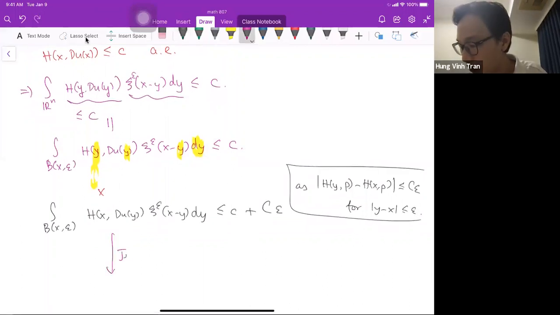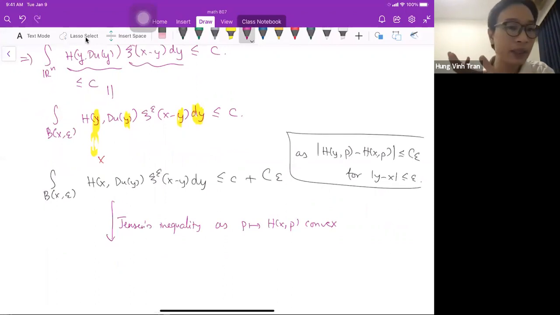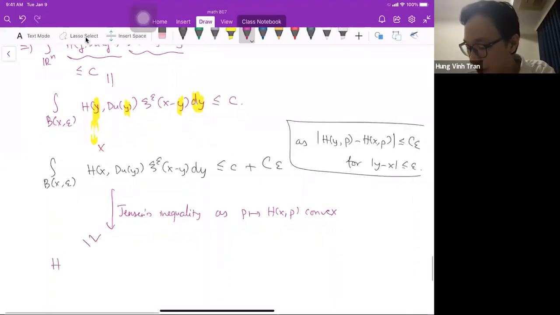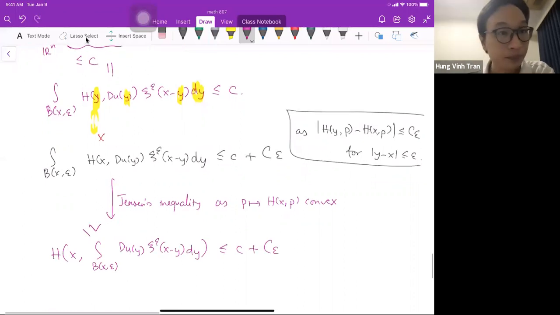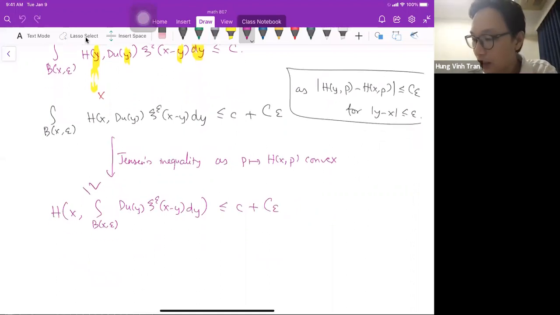Here I'm using Jensen's inequality, as p maps to h of x p is convex. Okay, Jensen's inequality says that if h is convex, then the convex combination in p of h is going to be greater than or equal to h of the convex combination, right? So the above integral is greater than or equal to h of the integral of du_y c epsilon of x minus y dy. Okay, so really convexity plays a big role here. Without convexity, I'm doomed. Okay, but again, as I said, this means that h of x du epsilon of x is less than or equal to c plus c epsilon.